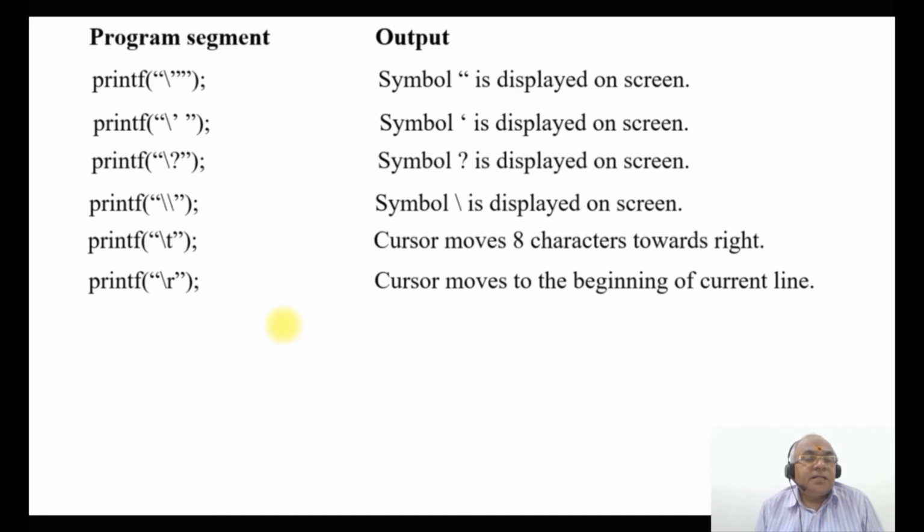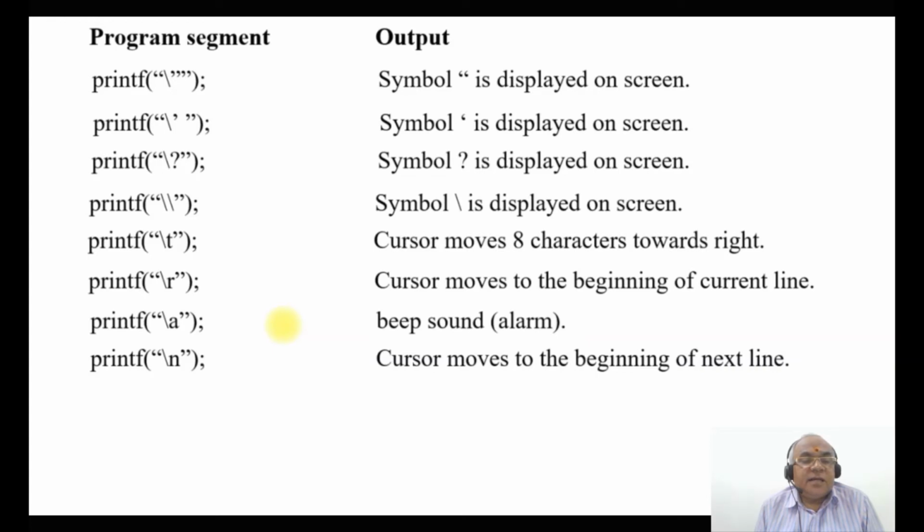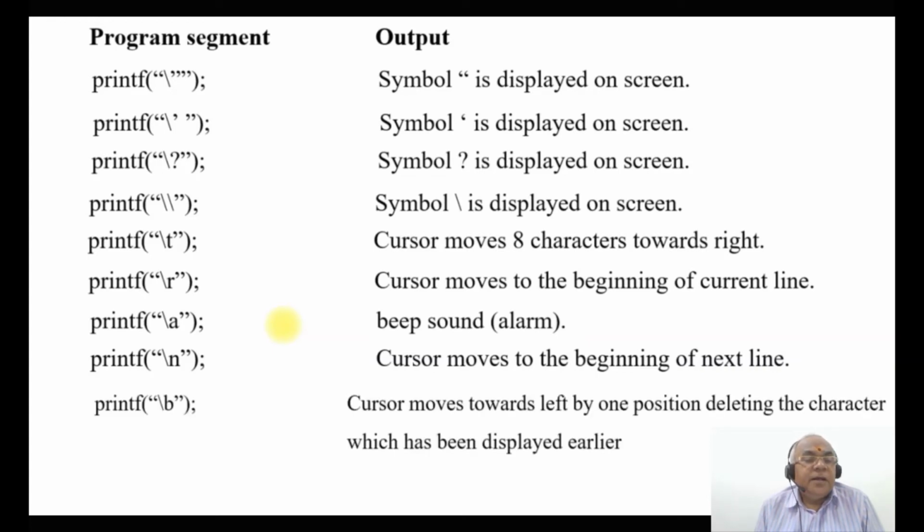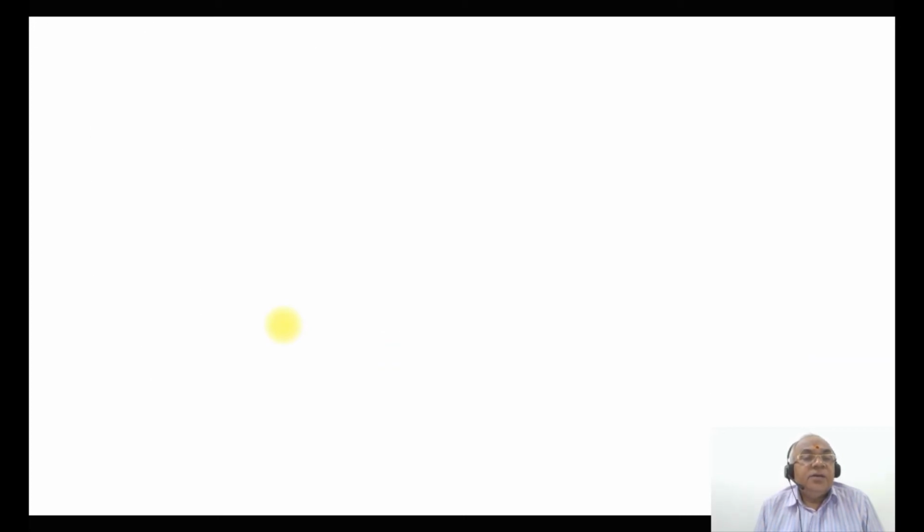Printf within the double quotes \t, the cursor moves 8 characters towards the right, and printf \r, the cursor moves to the beginning of the current line. \a, beep sound, that is the alarm. \n, the cursor moves to the beginning of the next line. \b, the cursor moves toward the left by 1 position, deleting the character which has been displayed earlier. So this is how you will be able to know about the backslash escape sequences and all the requirements.